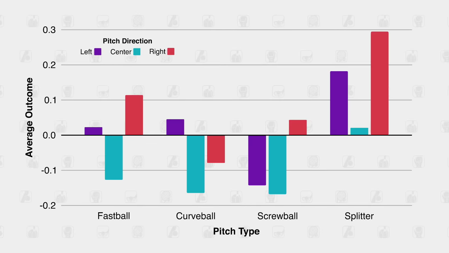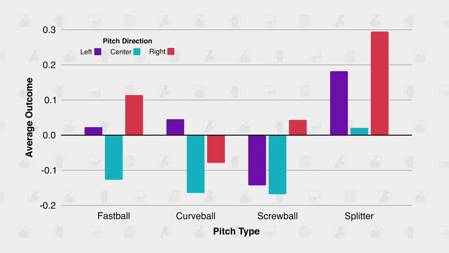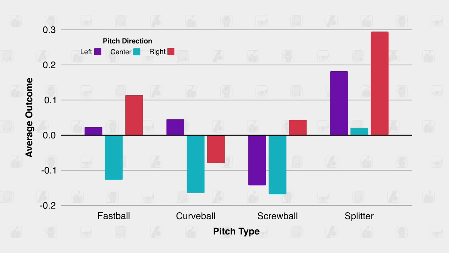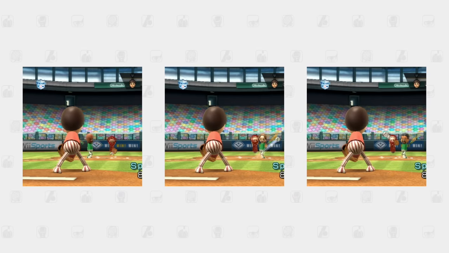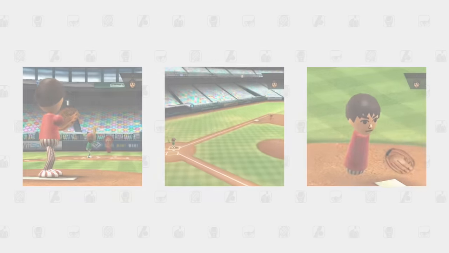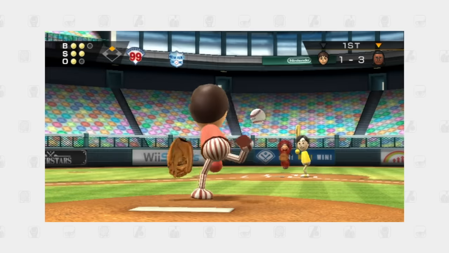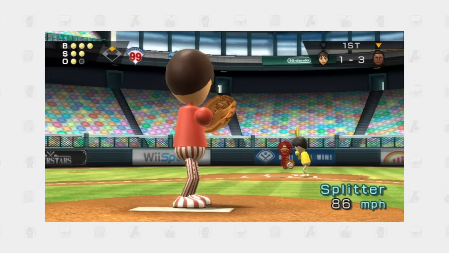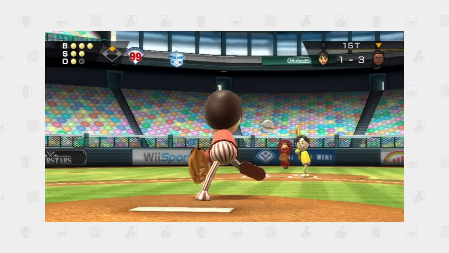The right splitter is clearly the most effective when compared to all other pitches, and it makes sense too when you think about it. When you throw a splitter, if the batter swings, it's almost always going to be either a strike, foul, or easy out. And if the batter doesn't swing, it just ends up being a ball. So the best bet for the batter is to never swing and just take walks.